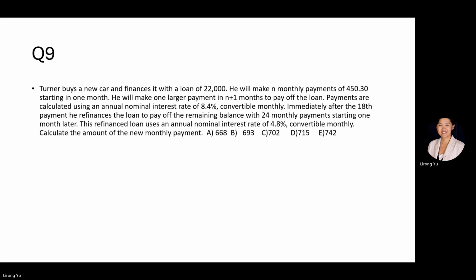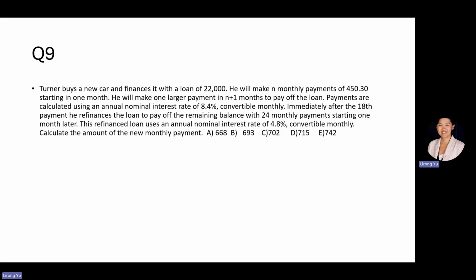Then there's question 9. Turner buys a new car and finances it with a loan of 22,000. He will make a monthly payment of 450.3 starting in 1 month. So there are monthly payments. He will make one larger payment in n plus 1 months to pay off the loan. Payments are calculated using an annual nominal interest rate of 8.4%.